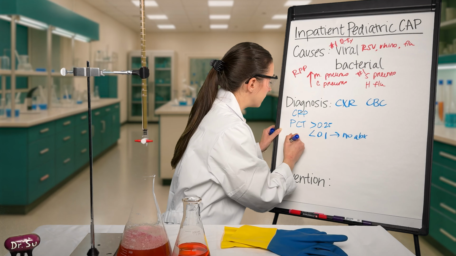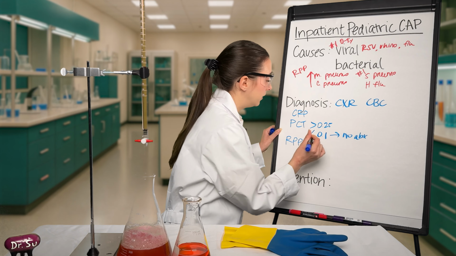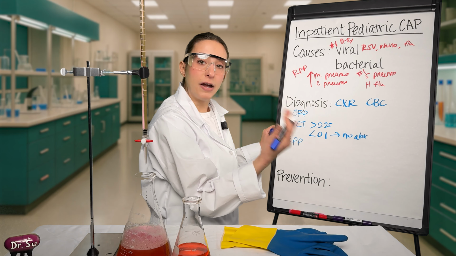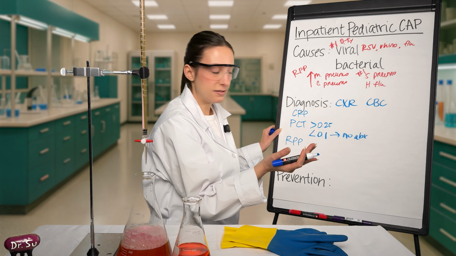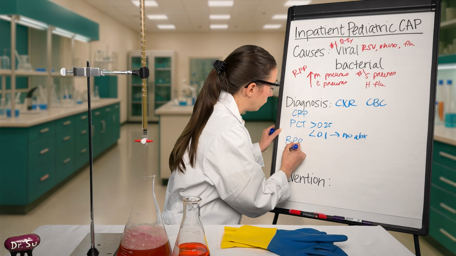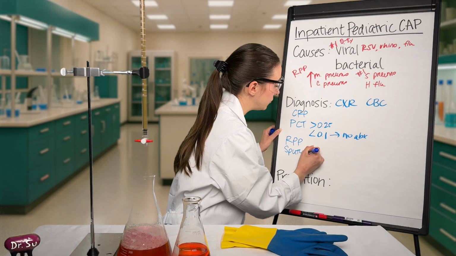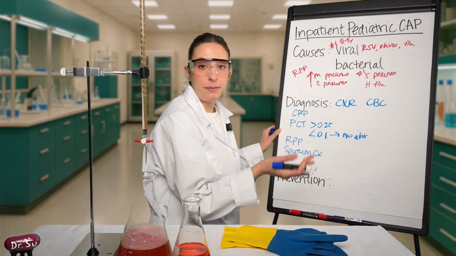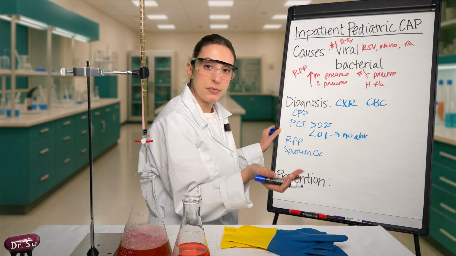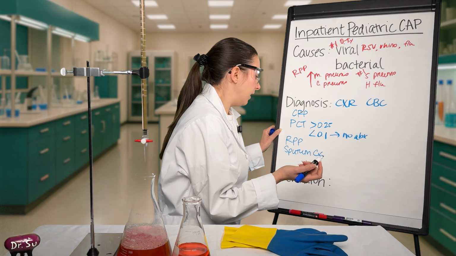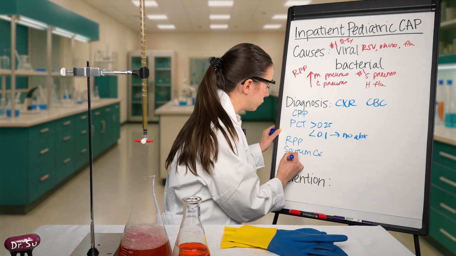And then you, of course, want to do a respiratory pathogen panel to see if there are viruses or atypical pathogens present. Sputum cultures are really difficult to obtain, but in intubated patients, they're feasible. So you can get a sputum culture in intubated patients. And then finally is a blood culture.